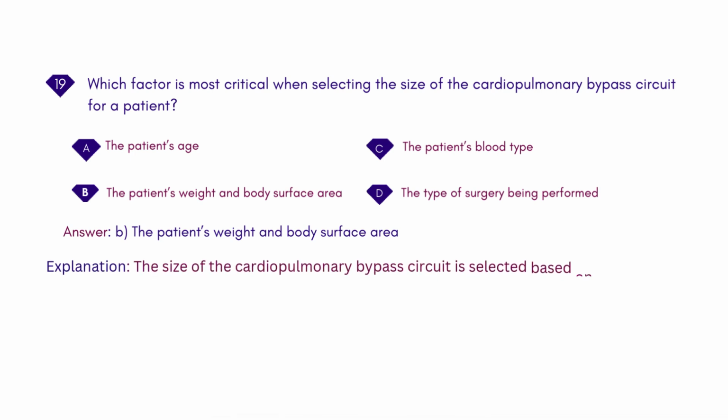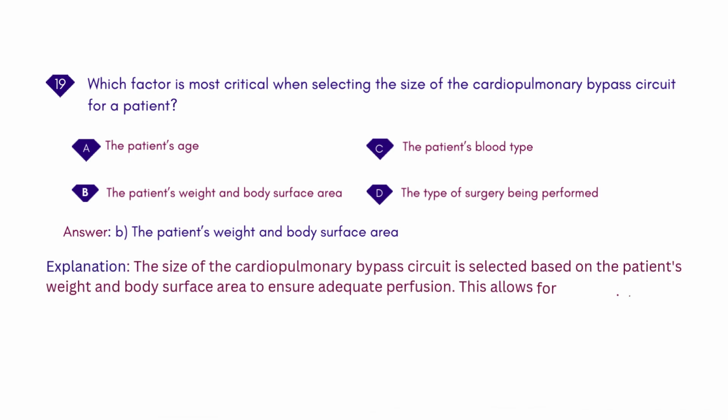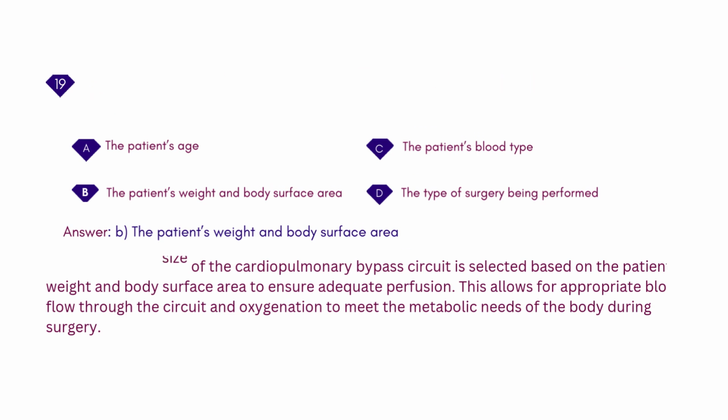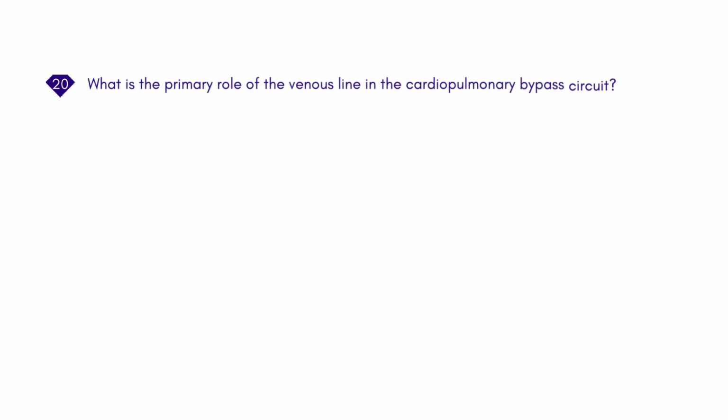Explanation: the size of the cardiopulmonary bypass circuit is selected based on the patient's weight and body surface area to ensure adequate perfusion. This allows for appropriate blood flow through the circuit and oxygenation to meet the metabolic needs of the body during surgery. What is the primary role of the venous line in the cardiopulmonary bypass circuit?